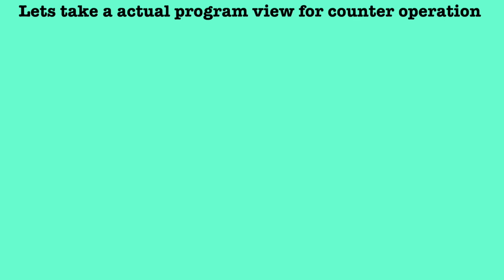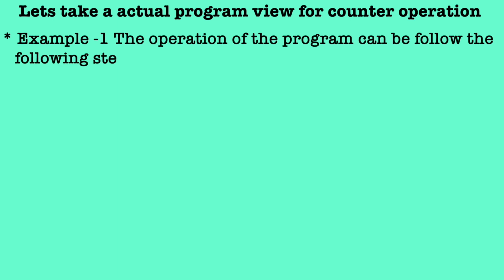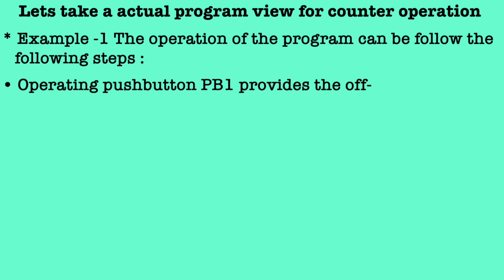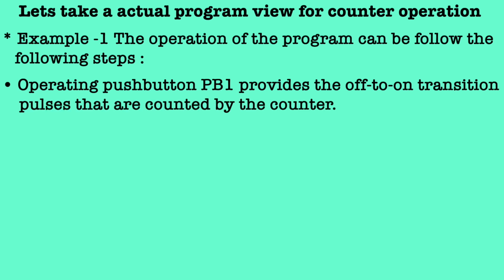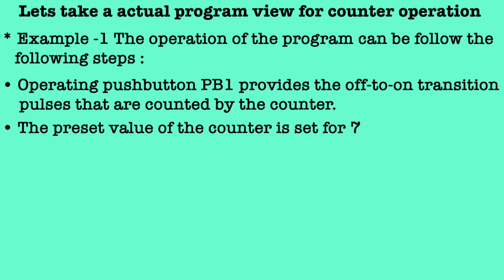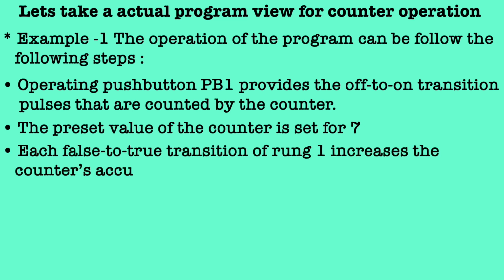Suppose in the first example the operation of a program follows these steps. In the first step, operating push button PB provides the off to on transition pulses that are counted by the counter. The preset value of the counter is set to 7. Each false to true transition of rung 1 increases the counter's accumulated value by 1.